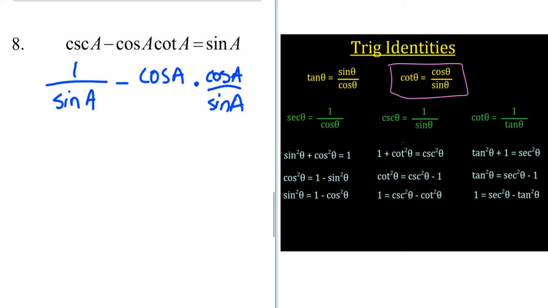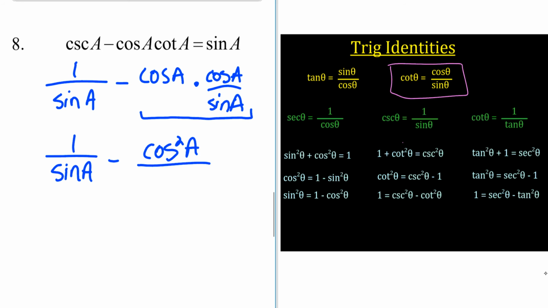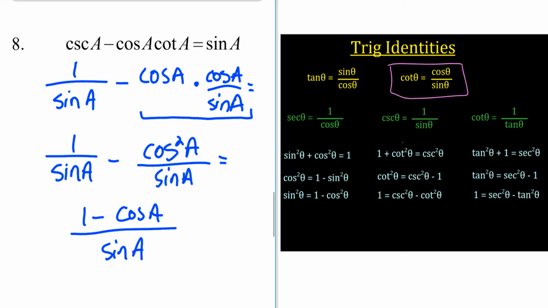Okay, so I can multiply these two things together. I'll just leave this first fraction alone, 1 over sine of A minus cosine A times cosine A is cosine squared A over sine A. And now I can add these two fractions together because they both have a common denominator, so I don't have to get a common denominator. That's kind of nice about this one. So this ends up being 1 minus cosine squared A over sine A. Whoops, I screwed up. You see where I messed up? Cosine squared A.